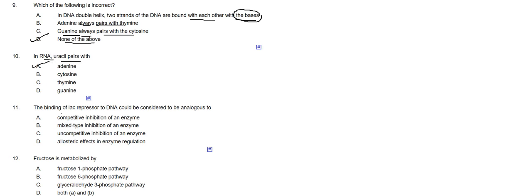Next is the binding of lac repressor to DNA could be considered to be analogous to. Okay, so binding of lac repressor would be considered to be analogous to competitive inhibitor of an enzyme. Okay, it is analogous to competitive inhibition of an enzyme. Next is number 12. Fructose is metabolized by. So fructose is metabolized by fructose 1 phosphate and fructose 6 phosphate pathway. Okay, so both A and B are correct.